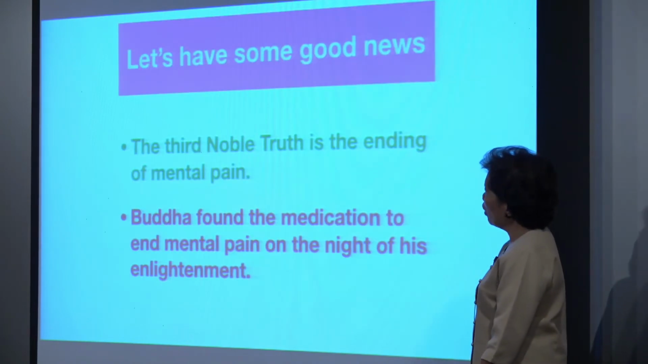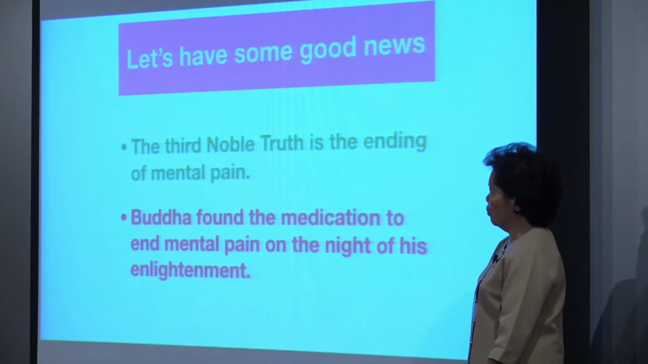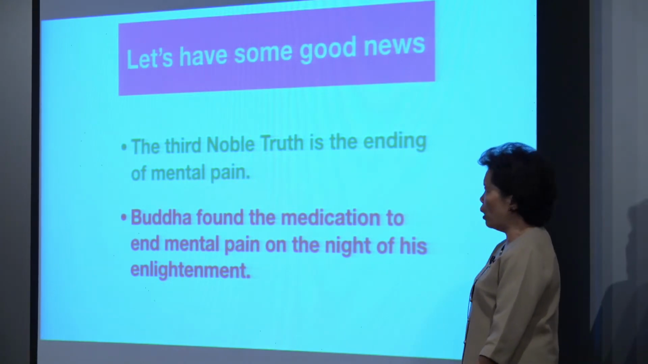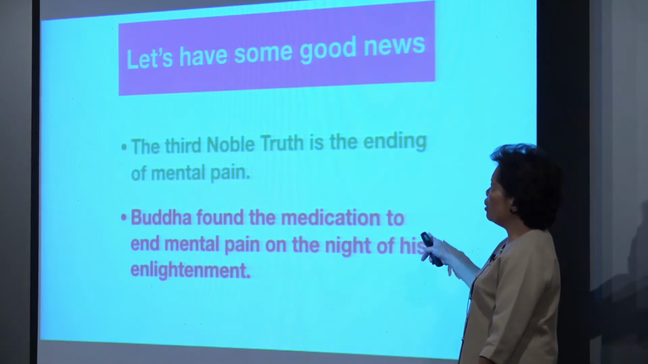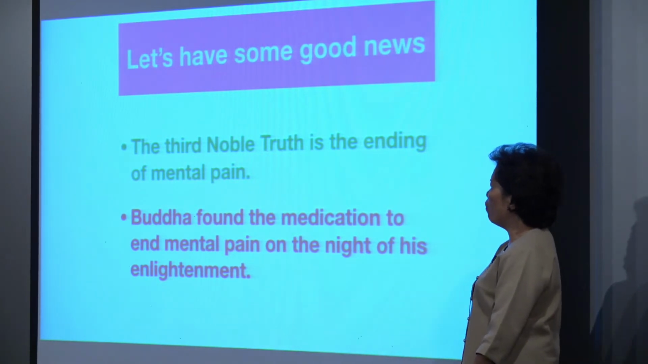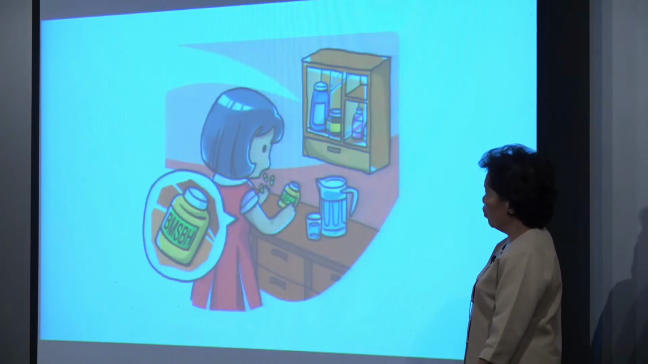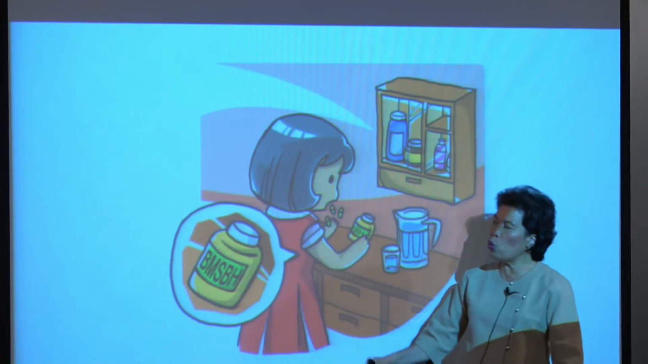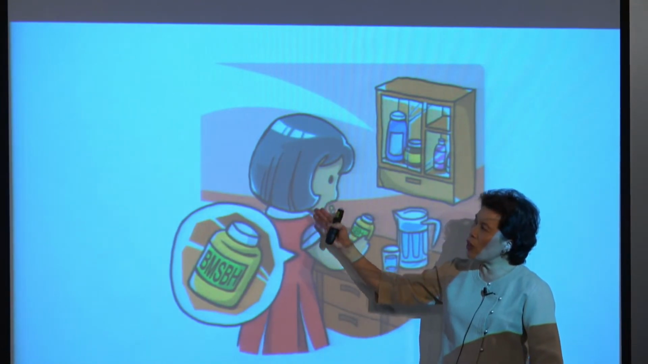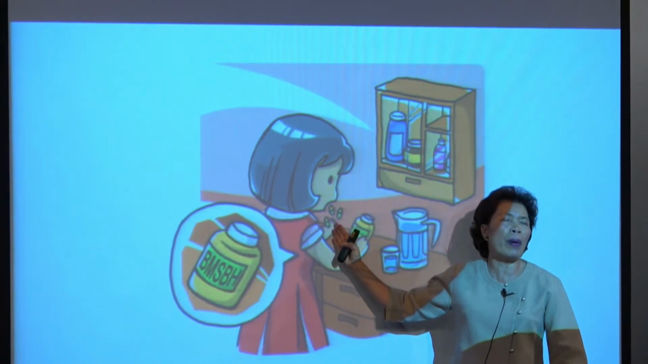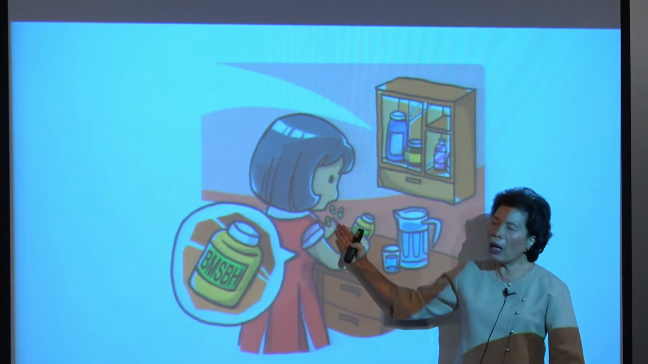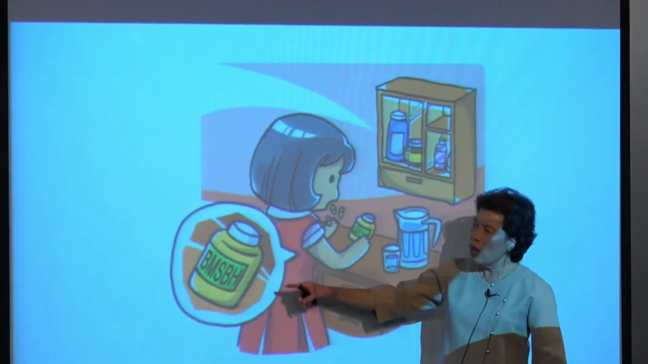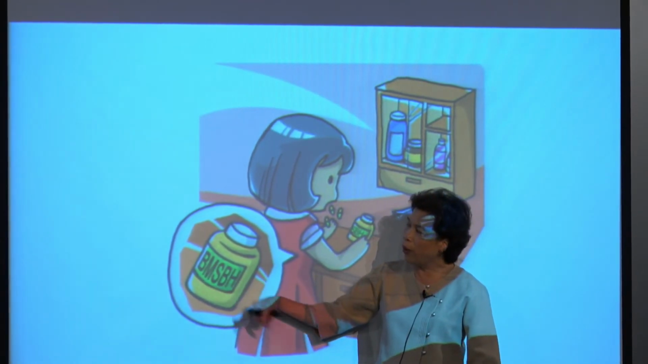So let's have some good news now. The third noble truth is the ending of our mental pain. The Buddha found the medication to end the mental pain on the night of his enlightenment. This is the most fabulous news, wonderful news. He gave us this medication which he called Vipassana, or bring the mental self back home. Mindfulness meditation. Bring the mental self back home.